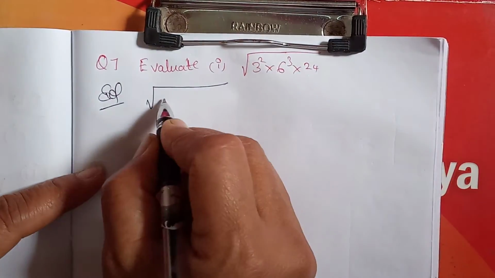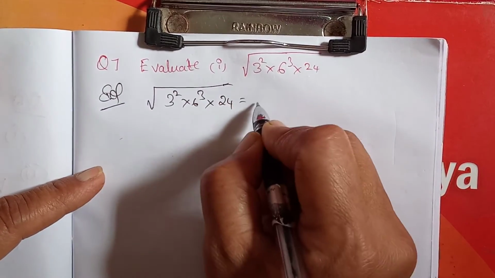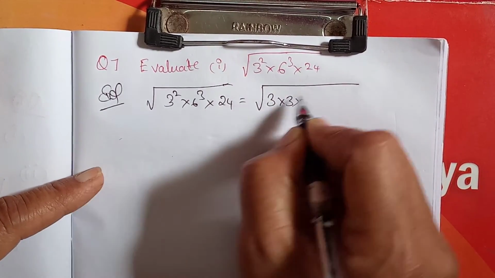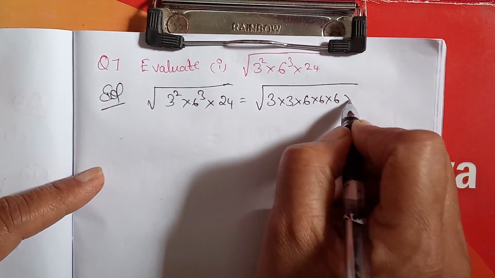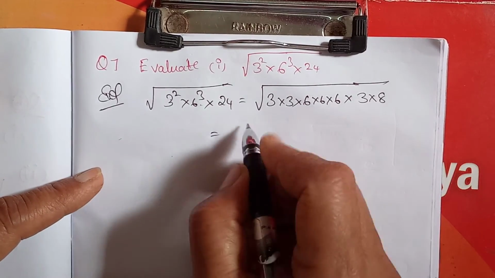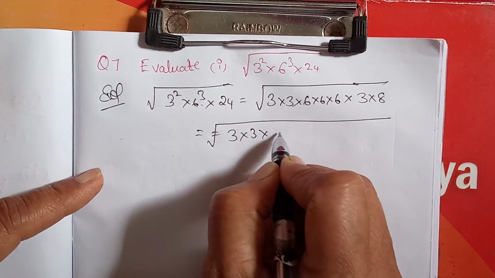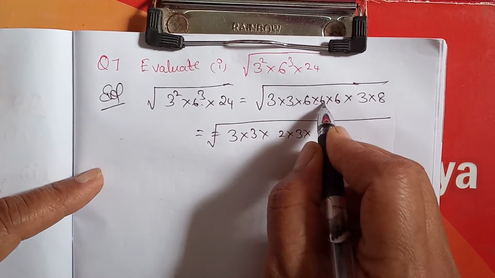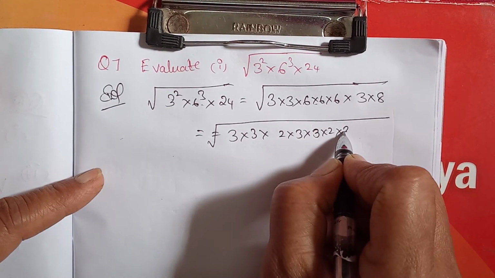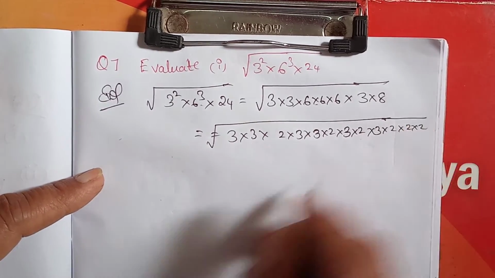So evaluate, same procedure. 24, convert them into prime factors. 3 into 3 into 6 into 6 into 6 into 3 8s. First I am just splitting. Now I can go with the least prime. 3 into 3 into 2 into 3 into 3 into 2 into 3 into 2, 3 into 2 into 2 into 2. Okay?